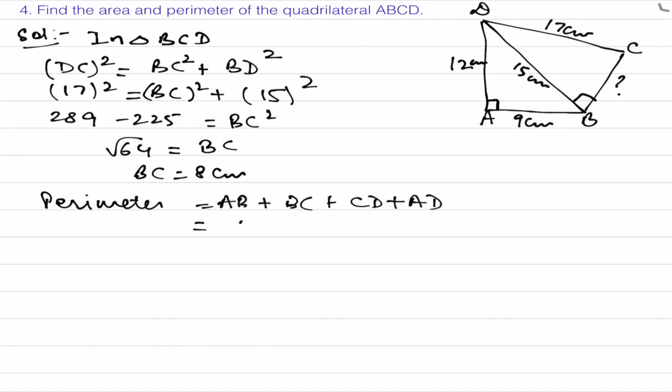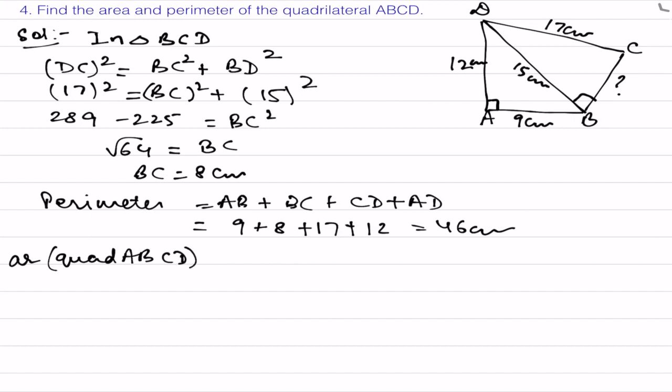So when we solve, we'll see the perimeter is 46 centimeter. Now we'll calculate the area of this quadrilateral. This quadrilateral is divided into two triangles. First triangle ABD is also a right angle triangle, and triangle BCD is also a right angle triangle. So here we can use the area of the right angle triangle formula.